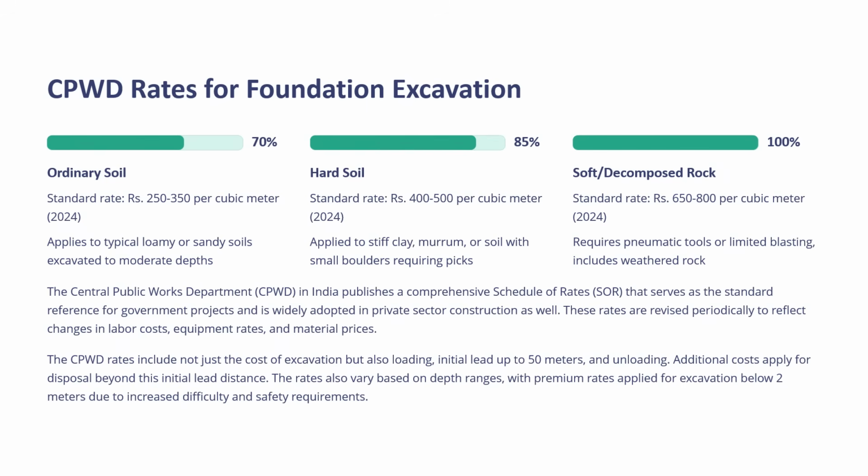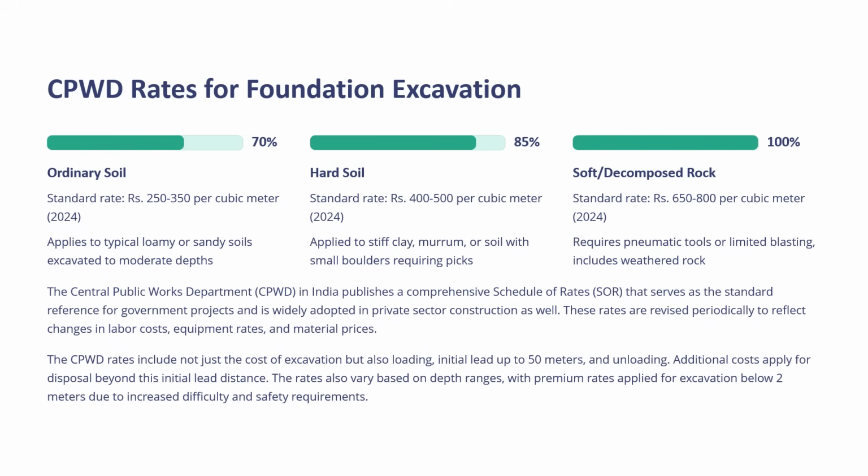Now we will discuss the CPWD rates for foundation excavation. Different rates are applied for different types of soil: ordinary soil, hard soil, soft or decomposed rock, and rocks. For ordinary soil, standard rate is 250 to 350 per cubic meter as on 2024. It applies to typically loamy and sandy soils excavated to moderate depths.